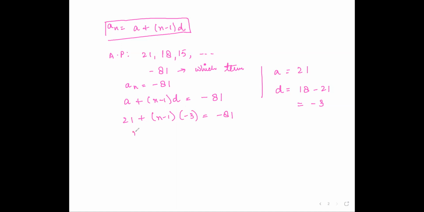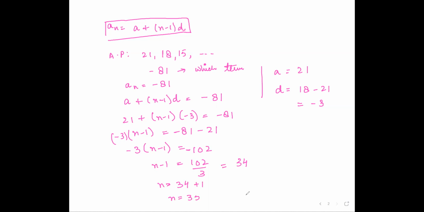So just solve it. It will be minus 3 into n minus 1, and this 21 will go there: minus 81 minus 21. Yes, ma'am. Okay, so minus 3 into n minus 1 is equal to how much? Minus 102. So now this minus minus will get cancelled out from both the sides, and 3 will come in the denominator. So n minus 1 will be 102 divided by 3, which is equal to 34. And then 1 will go there. So n is equal to 34 plus 1. So n is equal to 35.